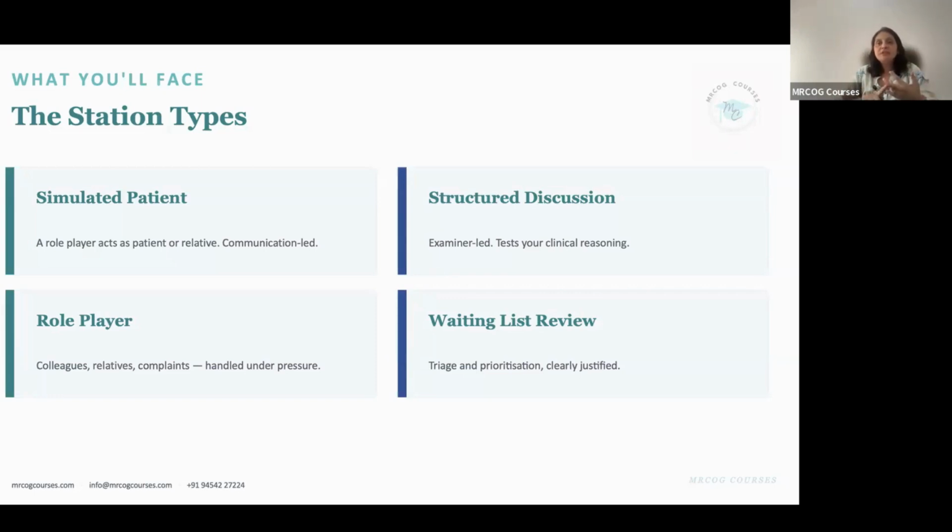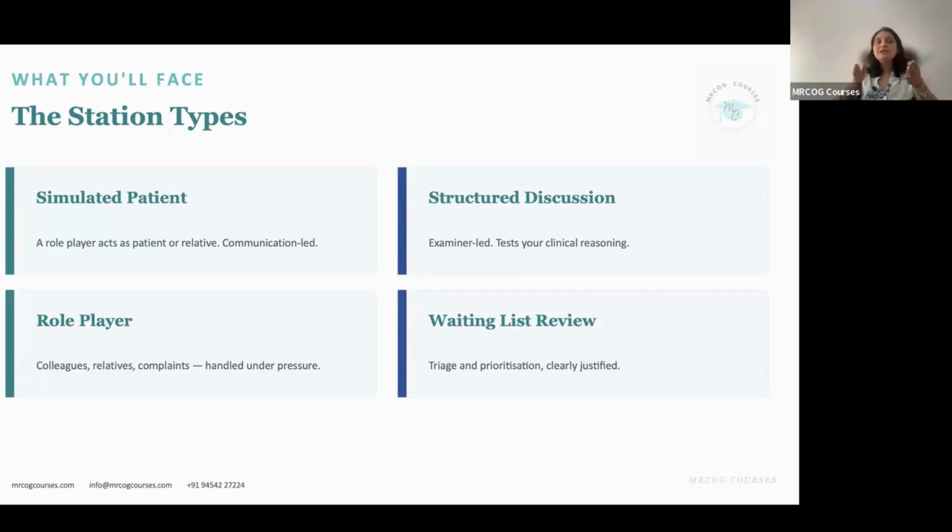If this is a patient, then we have a simulated patient task. If it is a colleague, then we will have a simulated colleague task. Now, in simulated patient tasks, sometimes there is a third person also sitting there. There is a role player, there is an examiner, and there is one more person sitting there. Who is that one more person? He is the lay examiner.